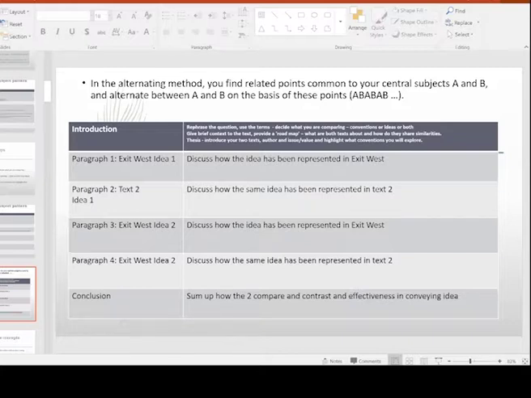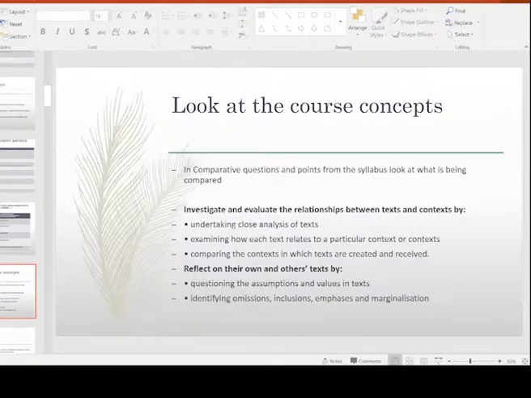You would say, okay, well, in Exit West, they presented the refugees like in this way, but in this text, they represent the poor in this way. So you're constantly tying back to them all the time. And then you do the next idea, and the next idea, and so on and so forth. So you need to find what you're connecting them to.